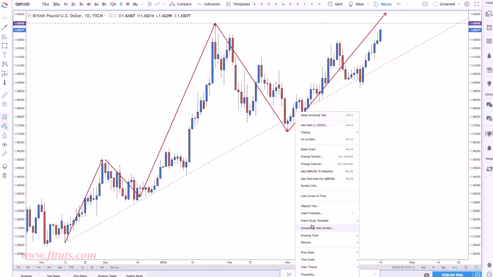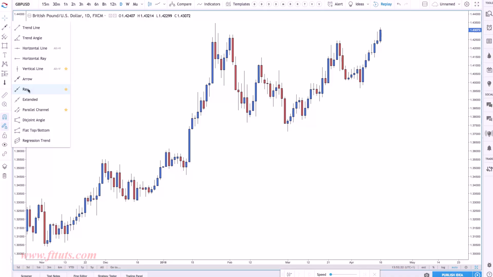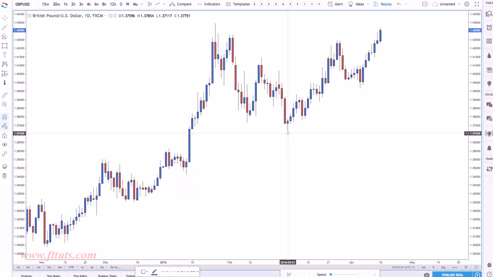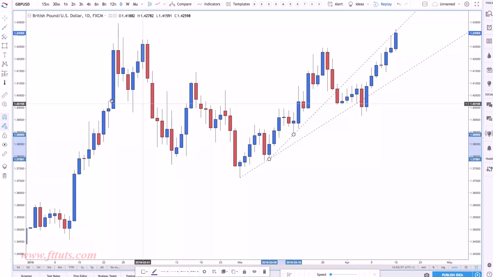Now before we end this video, we also have trend lines here. We've got multiple trend lines, and there's nothing wrong with drawing your trend lines and having multiple trend lines on the chart.